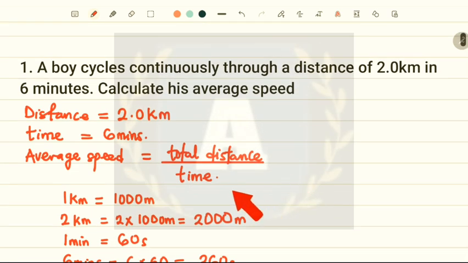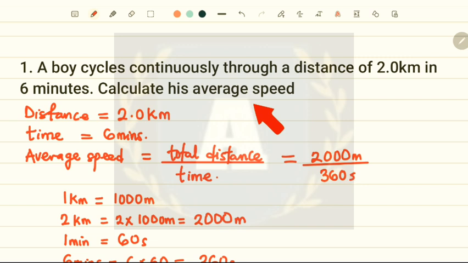Now, coming back to the formula to calculate the average speed. The total distance is 2,000 meters divided by the time taken, which is 360 seconds. So this 0 can easily cancel out this 0. Then 2 can divide this, we have 100. Then 2 can divide this, we have 180. 2 can divide 180, we have 90. 2 can divide 100, we have 50.